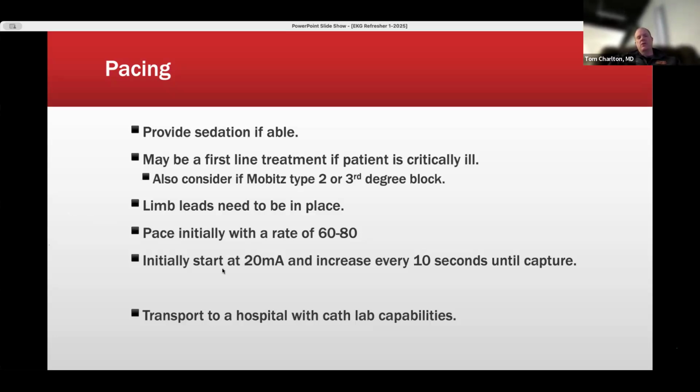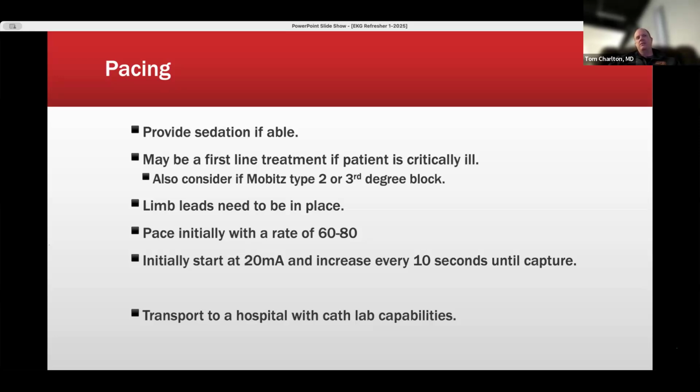Most of the time, you're going to want to start off with a rate of 60 to 80 beats per minute and at an energy of 20 milliamps. Now, I personally recommend going up rather quickly. By definition, the folks that we're taking care of are pretty sick at baseline. And so we don't really have a ton of time to fine tune things. The textbook says increase every 10 seconds until you get to capture. I usually will do 5 to 10 milliamps every few seconds because you'll very quickly see once you get capture.